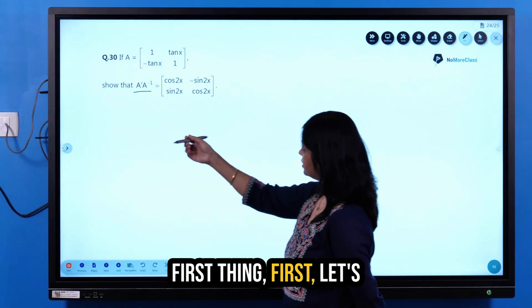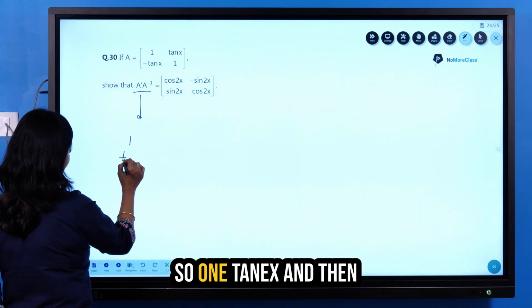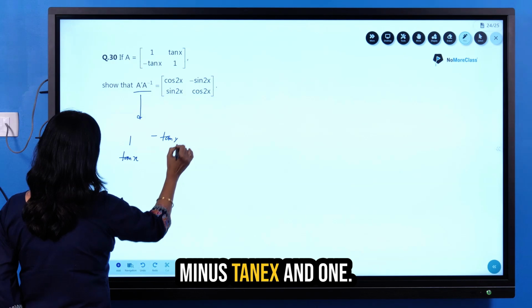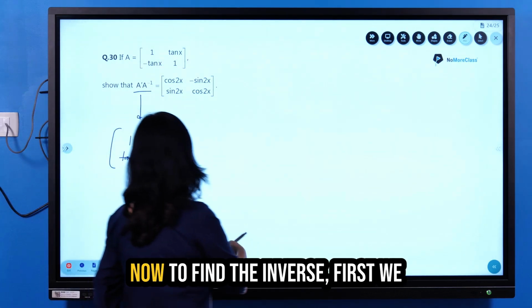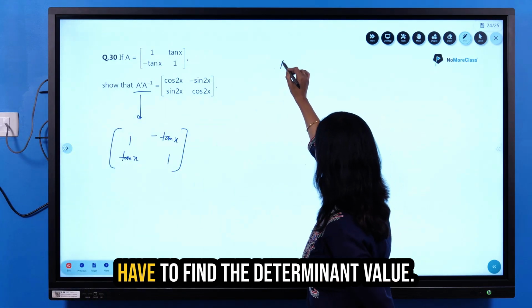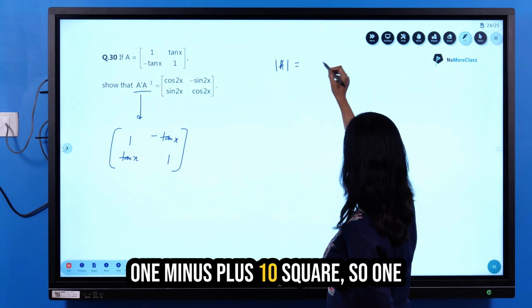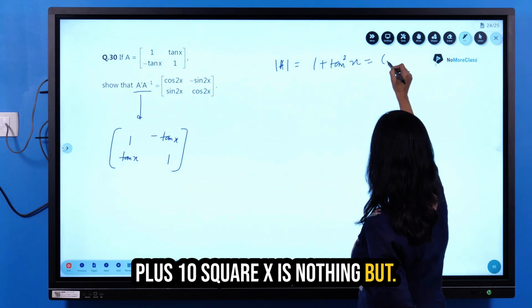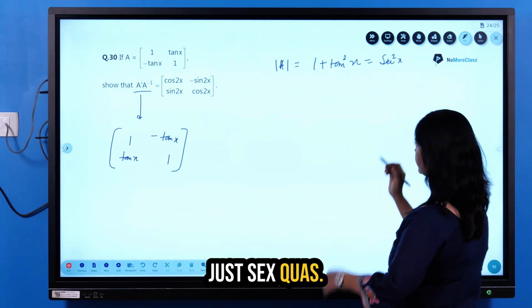First things first, let's be ready with the transpose. So 1, tan x, and then minus tan x and 1. So this is A transpose. Now, to find the inverse, first we have to find the determinant value. The determinant value of this will be 1 plus tan square x. So 1 plus tan square x is nothing but sec square x.